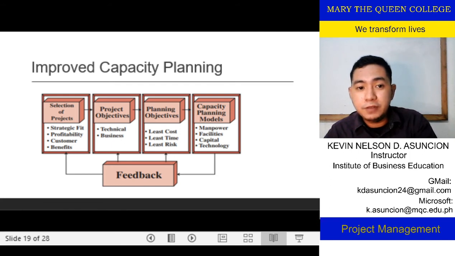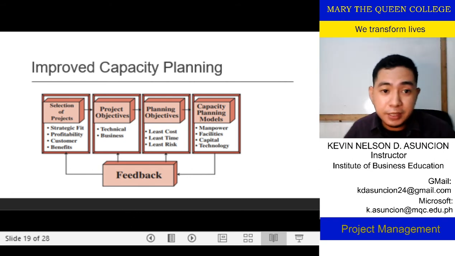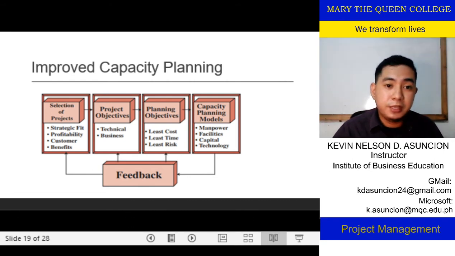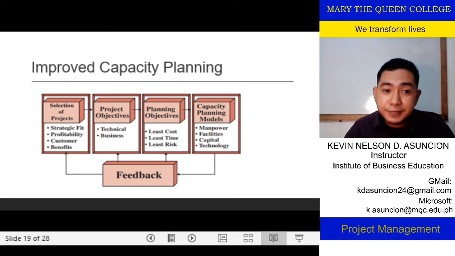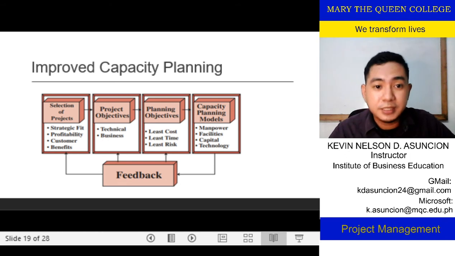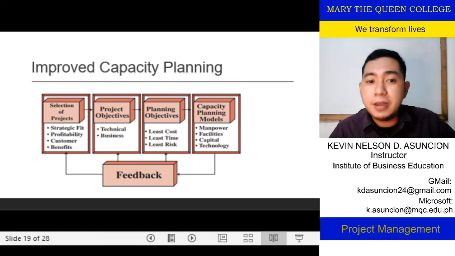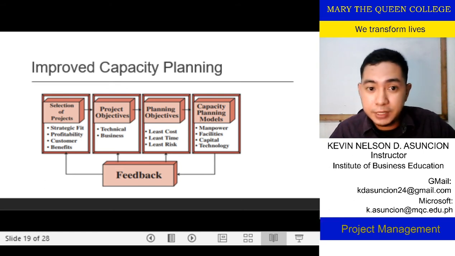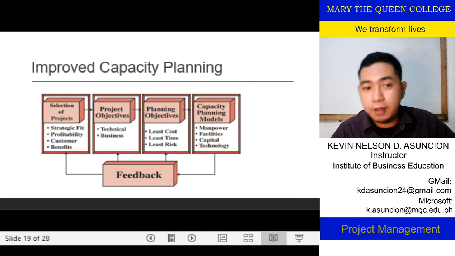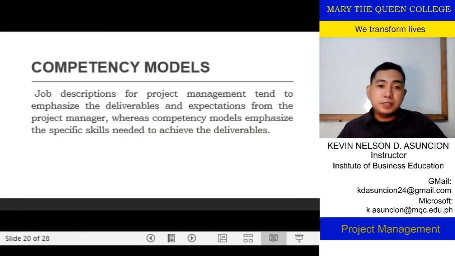Your customers and benefit. And then your project objectives, the technical and the business side, the feasibility of the project objectives, then the planning objectives. Of course, there is whether you can achieve that at the least cost, in the least time, and with the least risk. Capacity planning models are not just about manpower, but also your facilities, your capital, and technology. All of those need feedback.